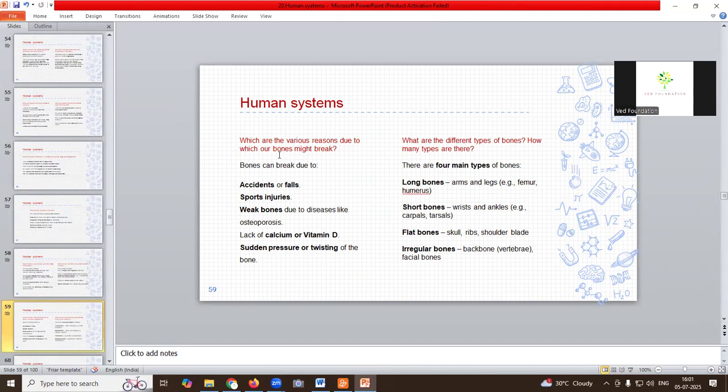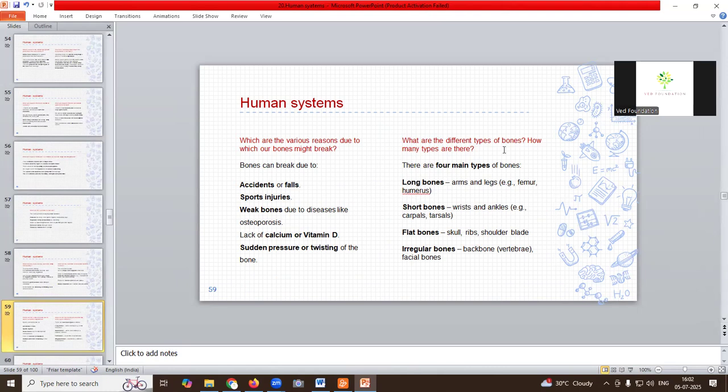Which are the reasons due to which our bones might break? Bones can break due to accidents or falls or during sport injuries or weak bones due to diseases like osteoporosis. Osteoporosis means weakening of bones, brittleness of bones. ओके बोन ब्रिटल हो जाते हैं एंड इसलिए देर इज अ पॉसिबिलिटी ऑफ ब्रेकिंग ऑफ बोन्स. लैक ऑफ कैल्शियम एंड विटामिन डी. कैल्शियम प्रोवाइड स्ट्रेंथ टू बोन्स. लैक ऑफ कैल्शियम मेक्स बोन्स ब्रिटल. सडन प्रेशर और ट्विस्टिंग ऑफ द बोन्स. These are the reasons due to which our bones might break.